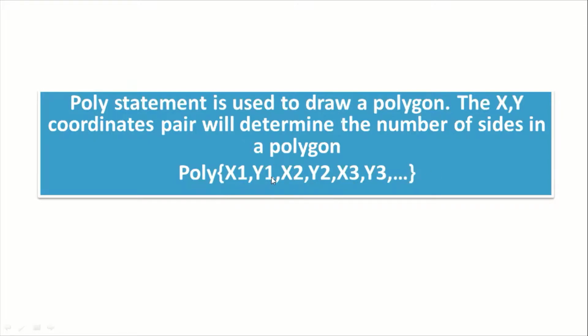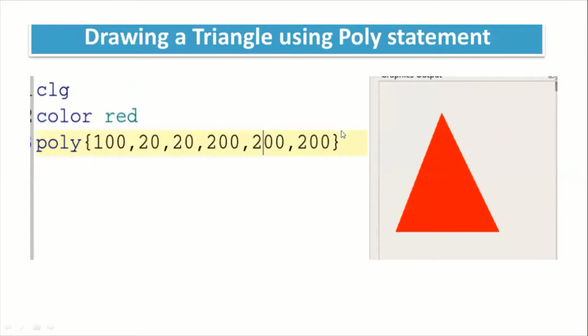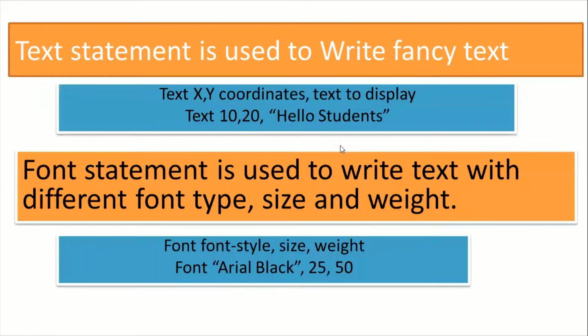X and Y coordinate of the first side, X and Y coordinate of the second side, and so on. So if I have to draw a polygon, like a triangle, we will use this. The X and Y coordinates will start from 10, 20. So 100, 20, and then again it will go down till 20, 200, 200, 200. So all this command you can use for the poly statement to draw a polygon, and you have to use curly brackets for a polygon.